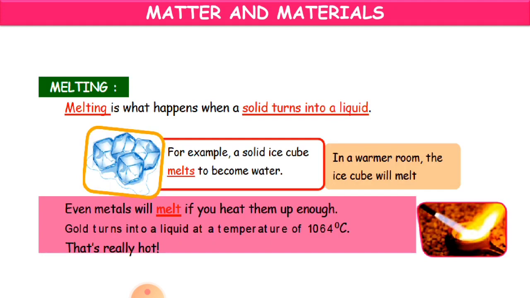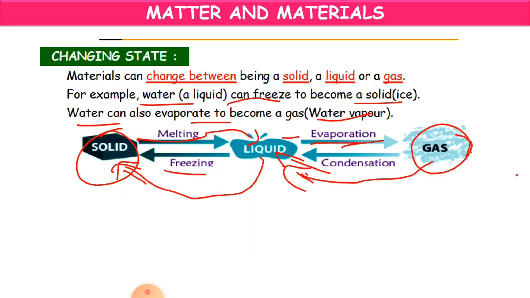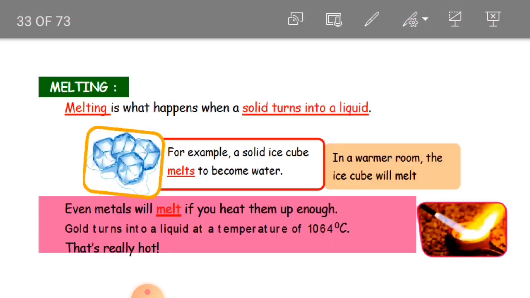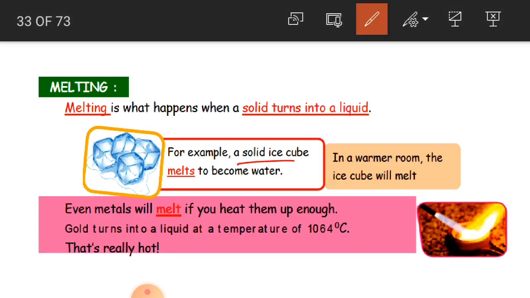Now, melting. So what is melting? Melting is what happens when a solid turns into a liquid. For example, a solid ice cube melts to become water. In a warmer room the ice cube will melt. Even at room temperature, when it is exposed to air, the ice cube is going to melt, and then we will get water.